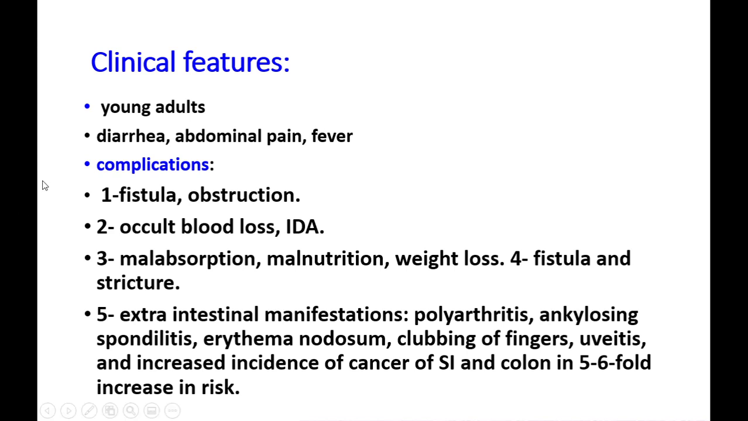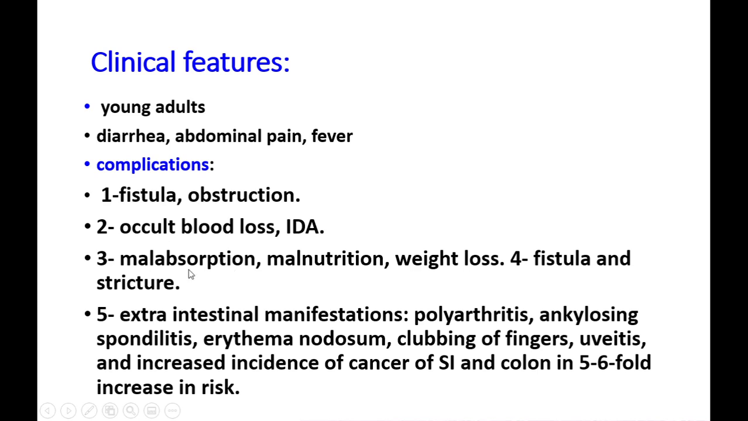Clinically, the patient is a young adult, usually 15 up to 30 or 35 years old, with diarrhea, vague abdominal pain, and fever. The symptoms are very vague in Crohn's disease. Complications are fistula formation and bowel obstruction due to thickening of the wall and severe transmural inflammation, and occult blood in the stool, that is, silent blood loss and iron deficiency anemia. This is called anemia of chronic disease, due to chronic blood loss.